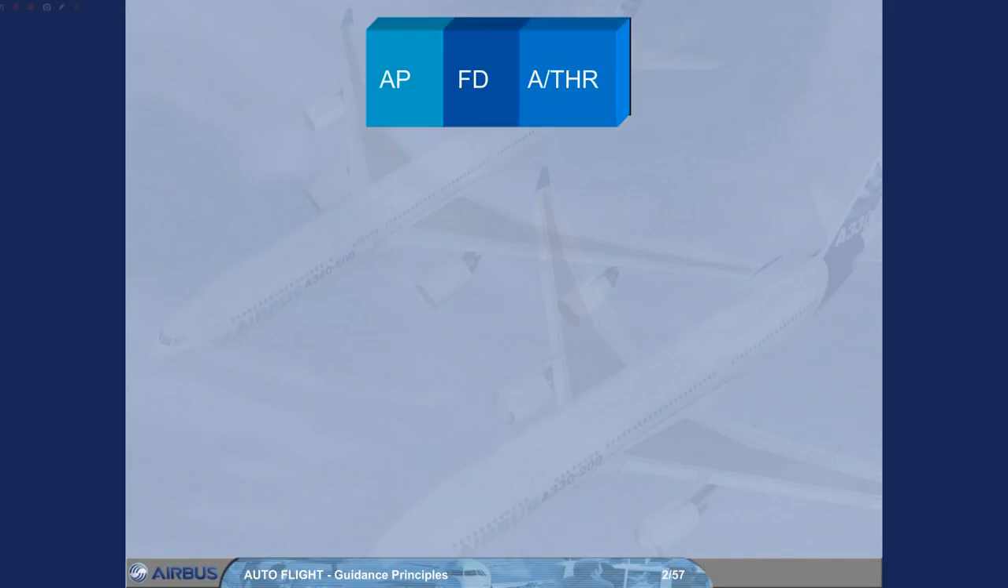The autopilot (AP), flight director (FD), and autothrust (ATHR) are all integrated within the flight guidance (FG). They operate in various modes so as to guide the aircraft to associated targets, such as speed, heading, glide slope, or FMS lateral flight plan.